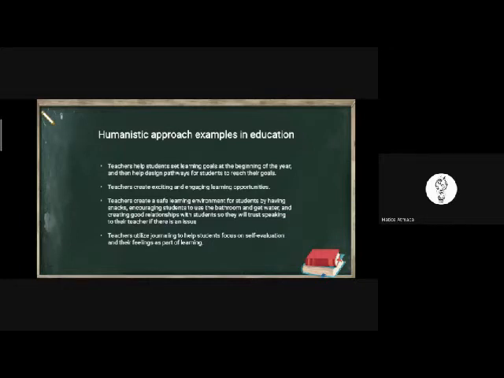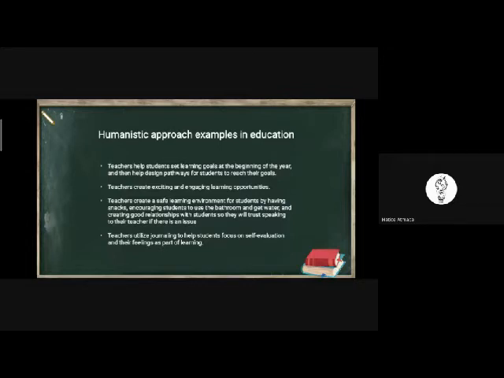Next, teachers can create a self-learning environment for students by having some snacks, encouraging students to use the bathroom and get water, and creating good relationships with students so they will trust to speak to their teacher if there is any issue with them.